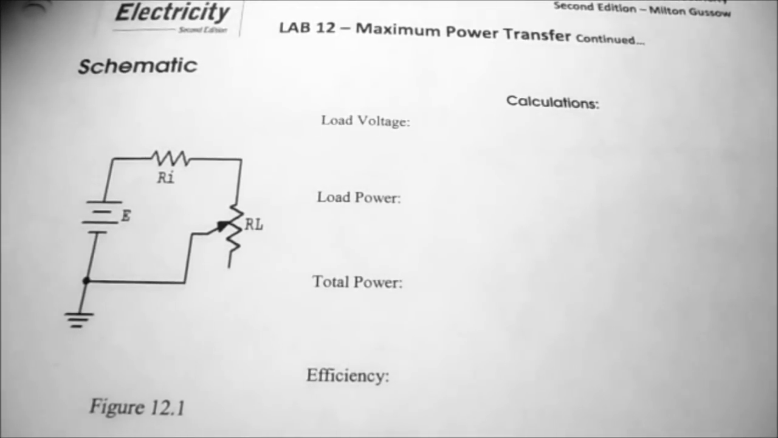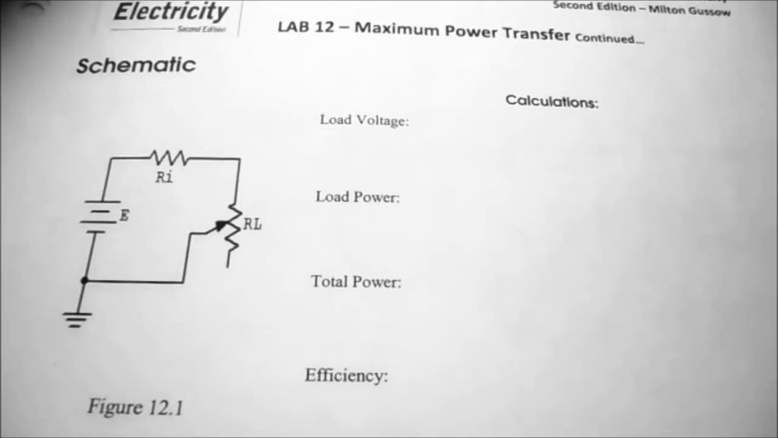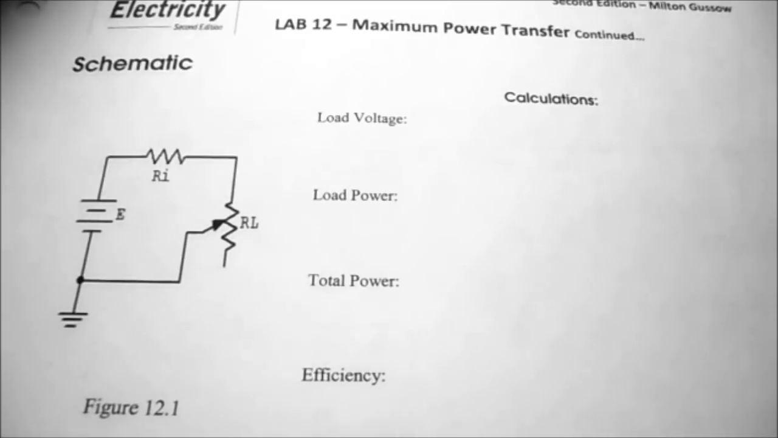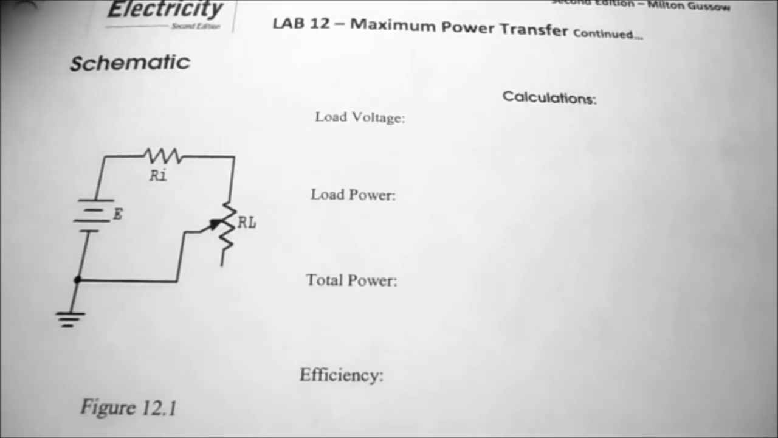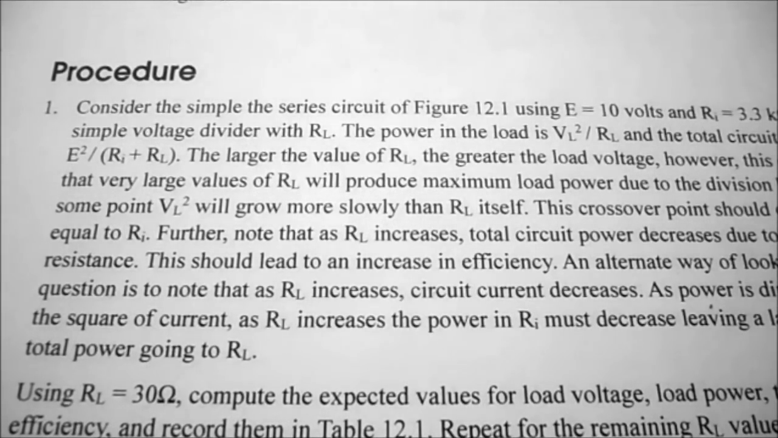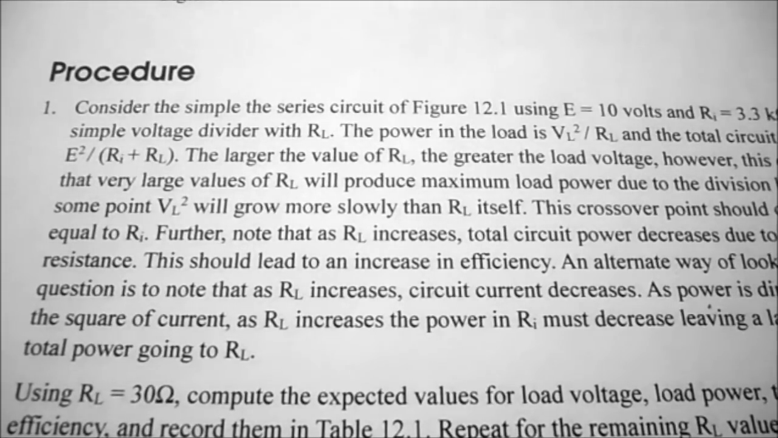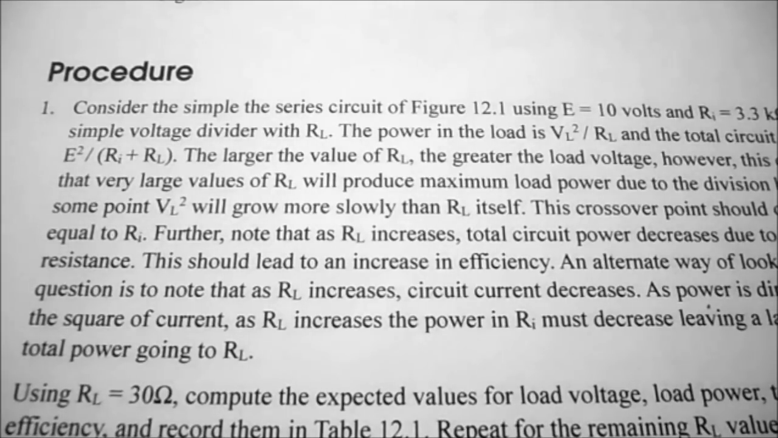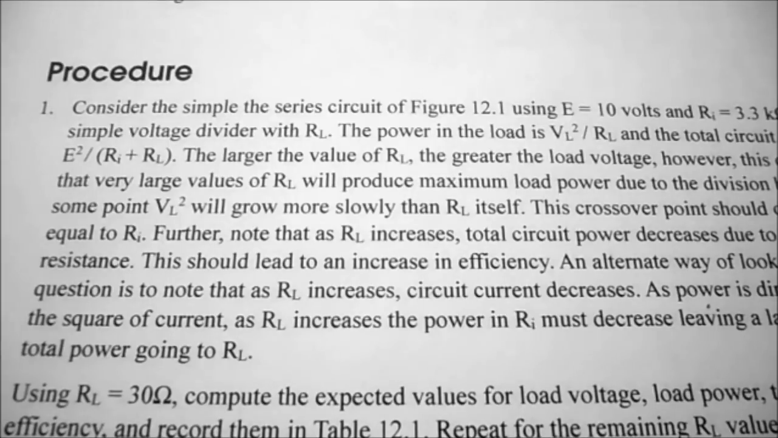The schematic for today's circuit is fairly simple. We're just going to be using a variable power supply, a fixed resistor, and a potentiometer for our load resistance. I've given you a place to do your sample calculations. Under procedure, step number 1, we're to consider the simple series circuit of figure 12.1. We're going to be using an applied voltage of 10 volts, and RI is going to be 3.3 k ohms.